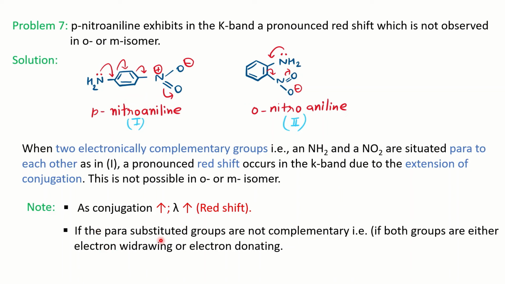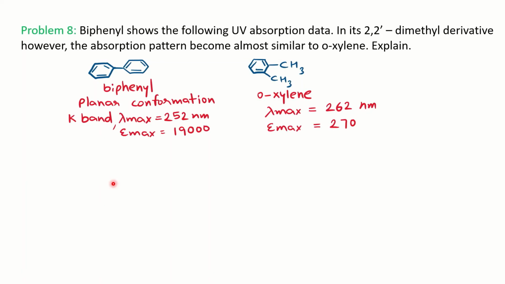Now, if the para-substituted groups are not complementary, this is again a note: where both the groups are either electron withdrawing or electron donating, then this pronounced red shift won't be there, as you can see it occurs only if they are complementary to each other. In this problem, you can see biphenyl shows the following UV spectra.